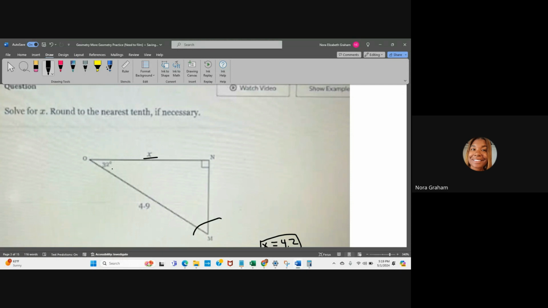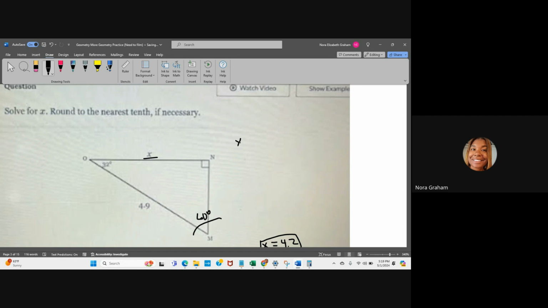Again, we're going to use our theorem about triangles. When I add up all my angles of a triangle, they equal 180. So I do 32 plus 90 and subtract that from 180. That's going to get me 60 degrees. Okay. Now I'm good to go and set this up.